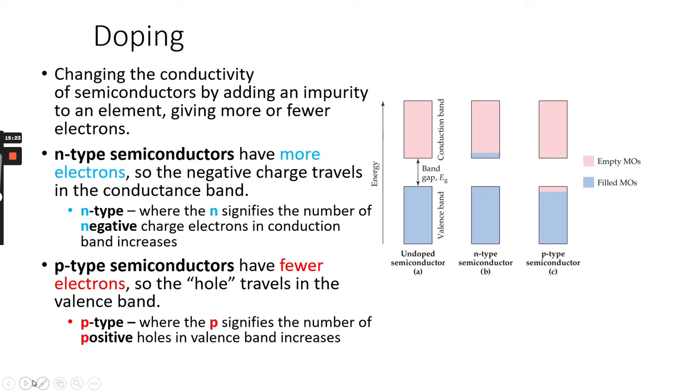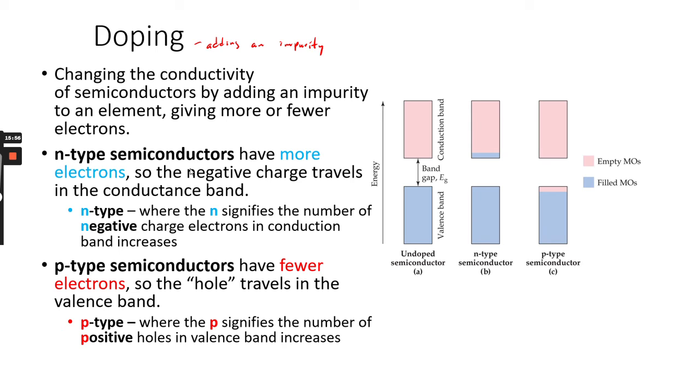So how do we adjust the band gap to be what we want? There's something called doping, where you're adding an impurity. You pick what you're adding so that you can control the size of your band gap. Doping is changing the conductivity of a semiconductor by adding an impurity to an element. You could do it in two ways: you could give it more electrons or fewer electrons. So there are two types of doping.